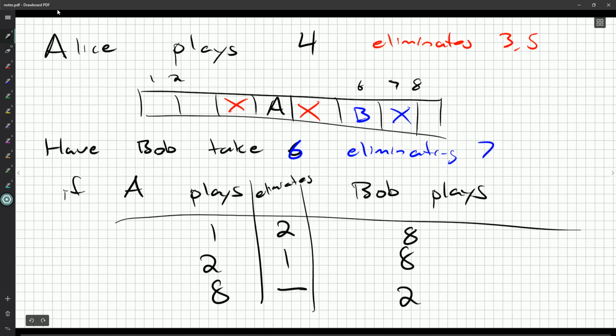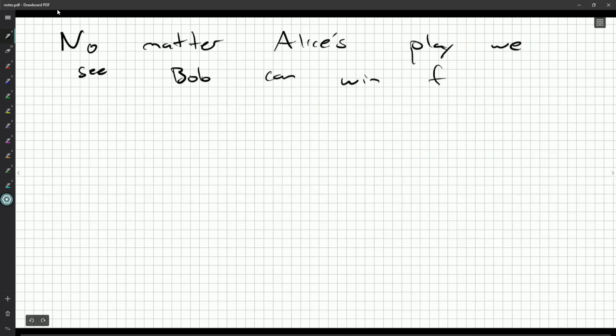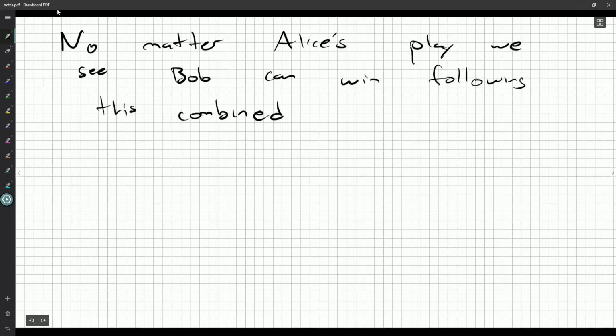We've handled every possible Alice case. As I already mentioned, don't have to do 5, 6, 7, and 8. Okay. So no matter Alice's play, we see Bob can win following this combined strategy. Now I say combined strategy because I didn't write out the full strategy. I said, hey, you can check A and you can check B. Just change Alice's name to Bob's name and so on. This combined strategy.